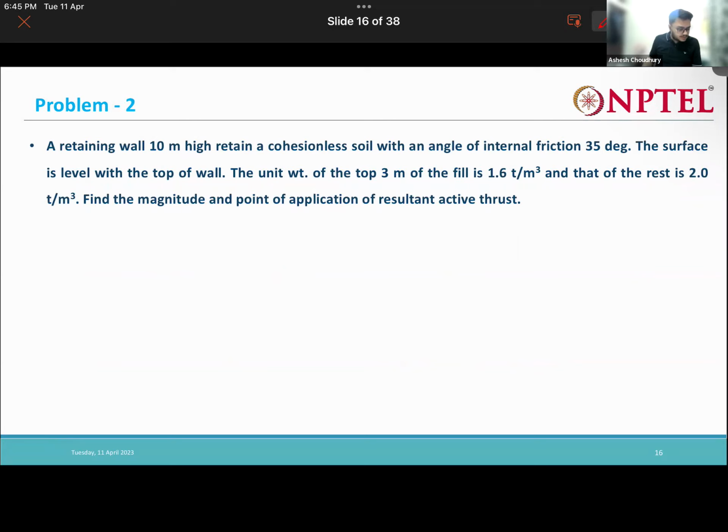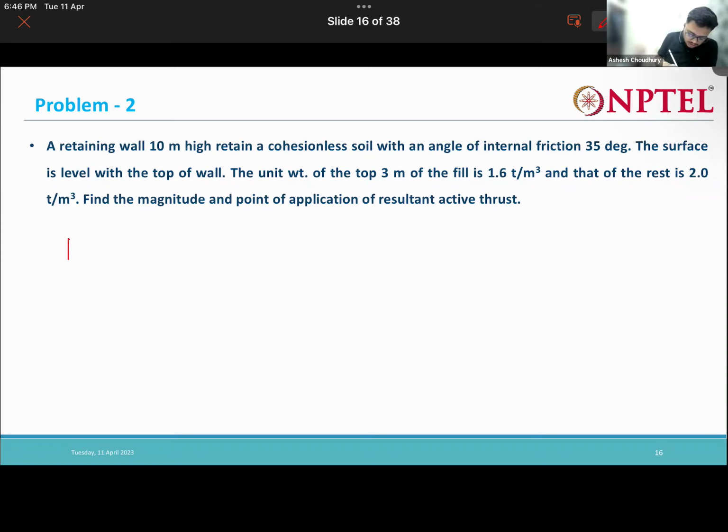Let's see the next problem. A retaining wall 10 meters high retains a cohesionless soil with an angle of internal friction of 35 degrees. The surface is level with the top of the wall. The unit weight of the top 3 meters of the fill is this one, the rest is this. Find the magnitude and the point of application of the resultant active thrust.